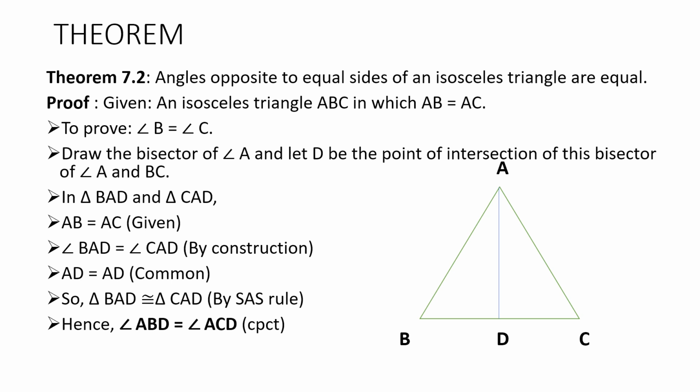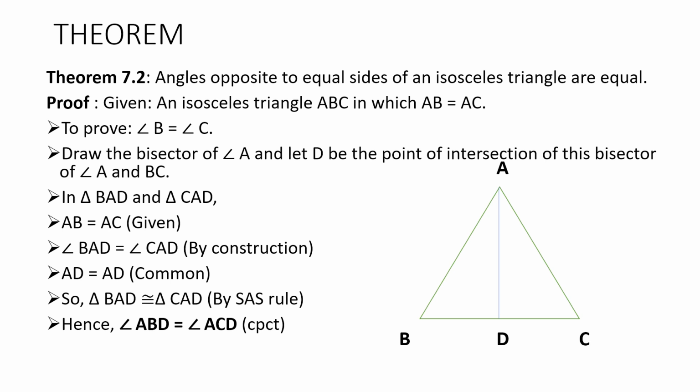Now, first of all, to prove this, draw the bisector of angle A and let D be the point of intersection of this bisector of angle A with the line BC. So now you have triangles BAD and CAD. Look at the diagram. In the triangles BAD and CAD, AB equal to AC, it is given. Triangle is isosceles. By construction, since it is a bisector, so angle BAD and angle CAD will also be of equal measure.